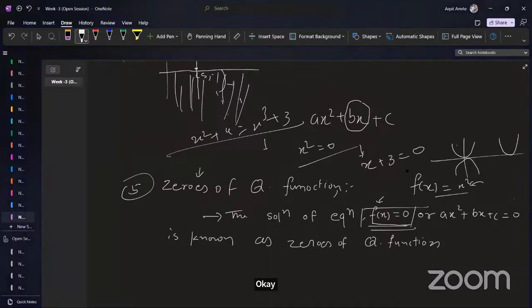Okay, fine. This thing is clear. Like zeros and roots, what is the basic difference? If we talk about a function, we will say zero. If we talk about an equation, then we will say solution or roots.